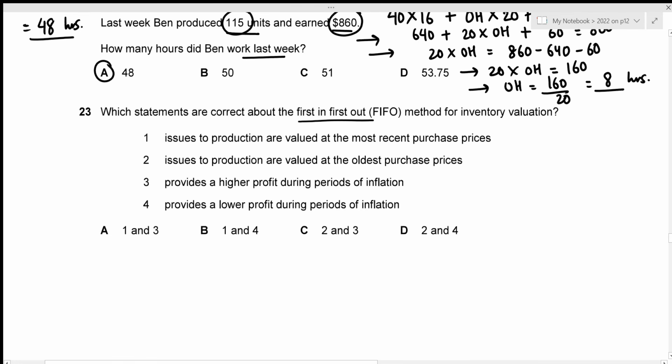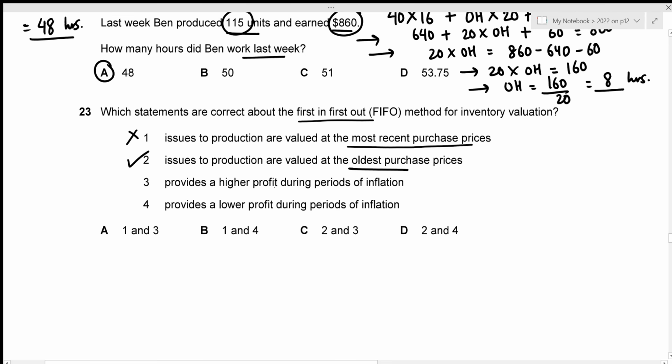The first one is issues to production are valued at the most recent purchase prices. This is incorrect because we're talking about first in, first out, which means that the first batch of inventories that were purchased, those purchase prices will be issued to production, right? So we're not talking about the most recent, but we're talking about the oldest one. So statement 1 is incorrect. Then the second one is issues to production are valued at the oldest purchase price, which is the correct one in case of FIFO method. So this statement is true.